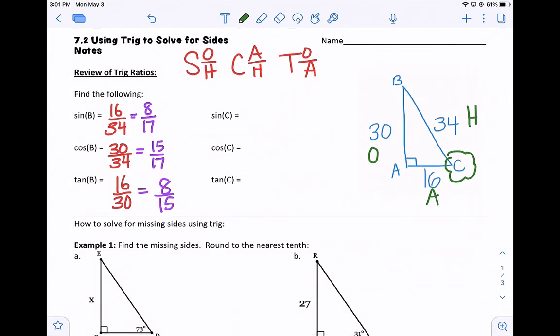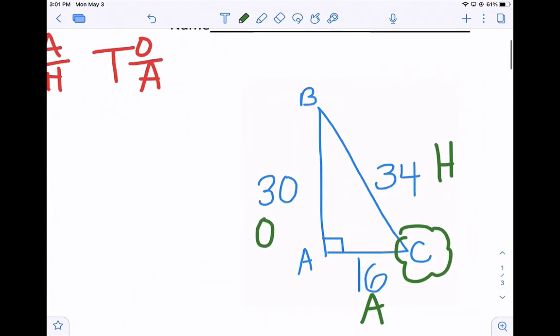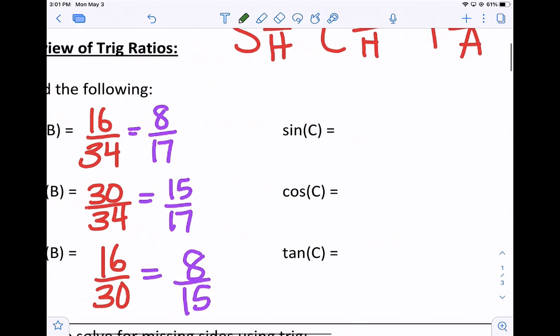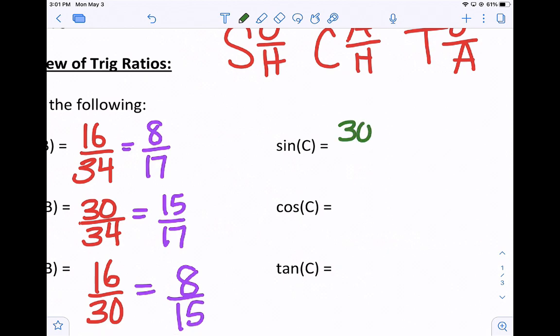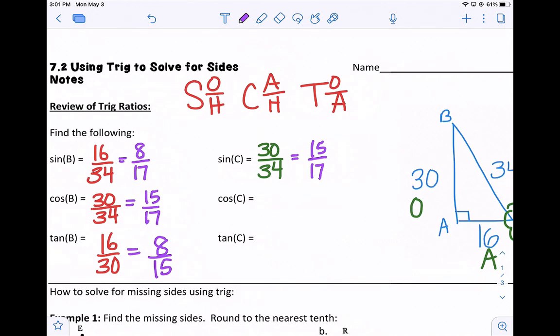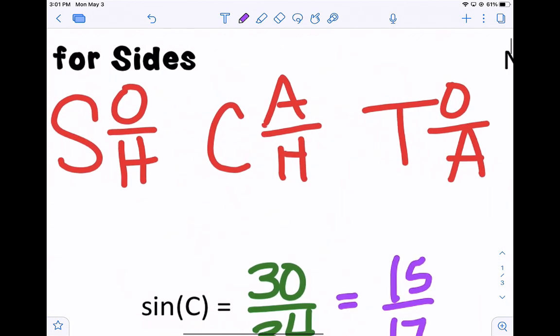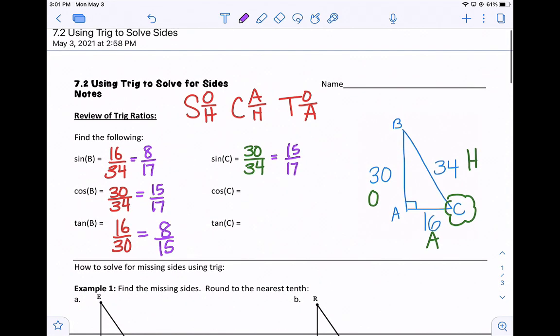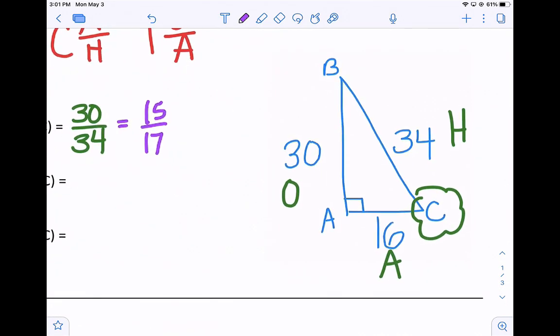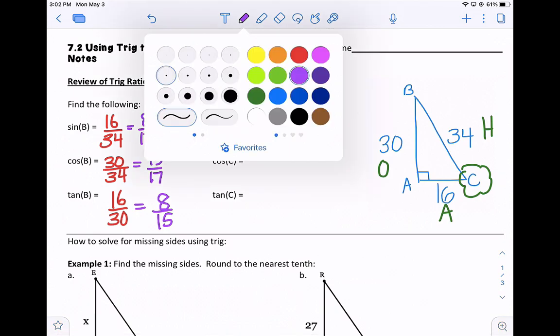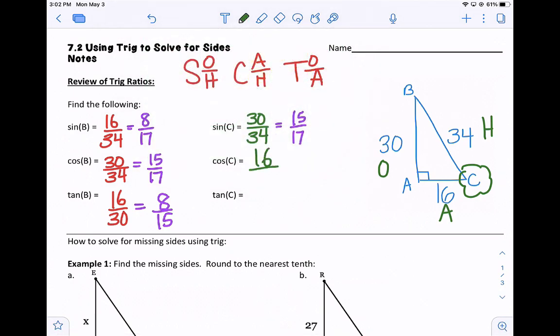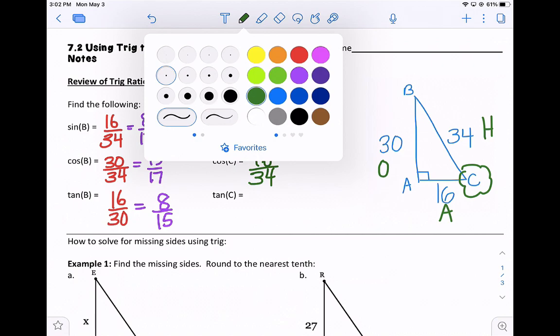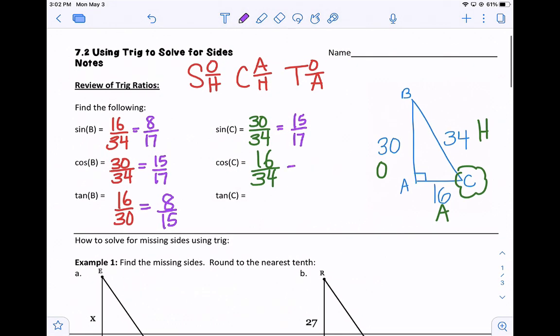All right, so again, SOHCAHTOA, we'll start with sine. Sine is opposite over hypotenuse. So the opposite side is 30, the hypotenuse is 34. And let's reduce that. We can divide each of those by 2, and we'll get 15 over 17. Let's do the next one. Cosine is adjacent over hypotenuse. The adjacent side is 16. The hypotenuse is 34. So we'll get 16 over 34, which reduces to 8 over 17.